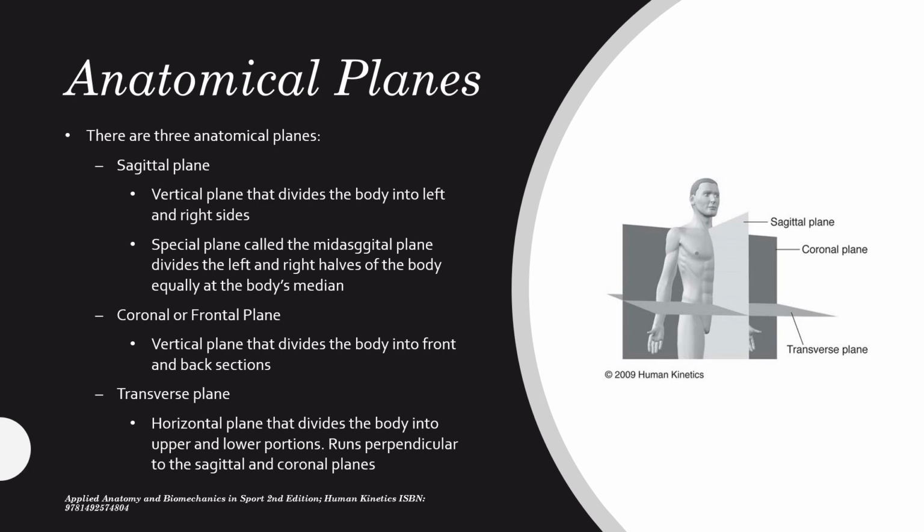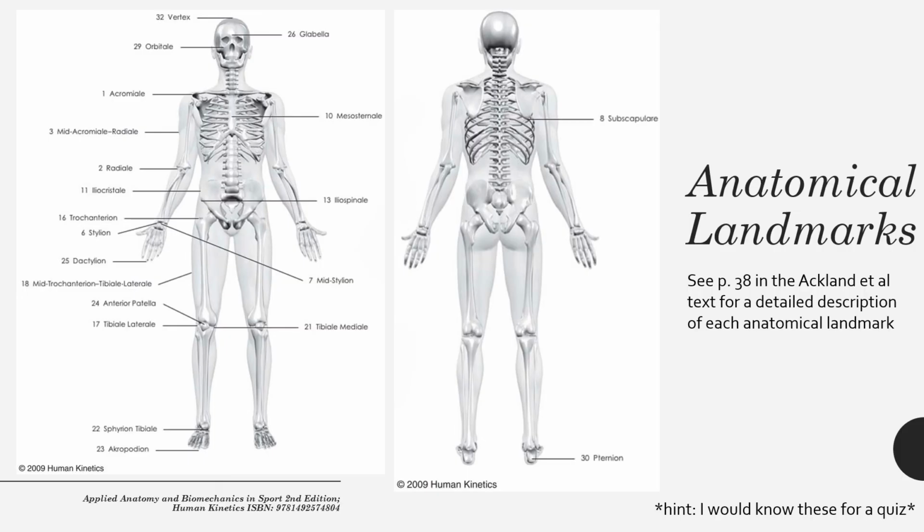This divides the left and right halves of the body, and it's going to completely and equally divide the body in half. Your next plane is your coronal or frontal plane. This is also a vertical plane, but now it's going to divide the body into front and back sections, or anterior and posterior sections. Then finally, you have the transverse plane. This is a horizontal plane that will divide the body into upper and lower portions, and these will run perpendicular to the sagittal and coronal planes.